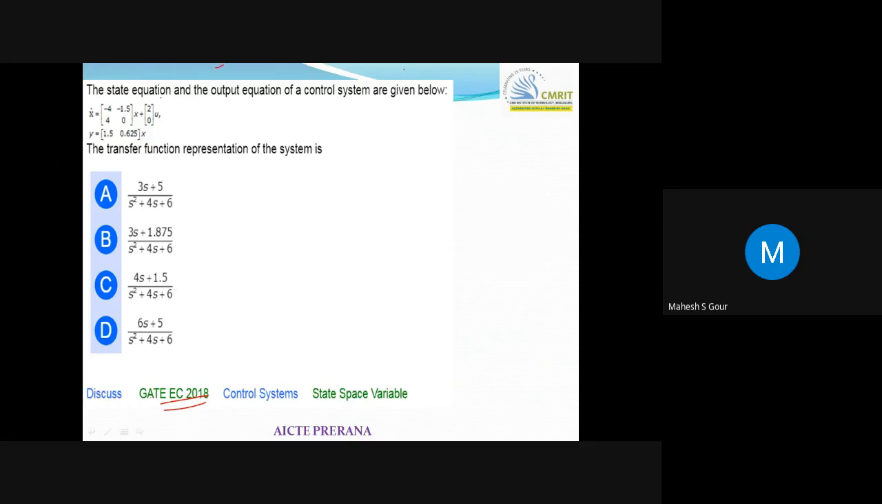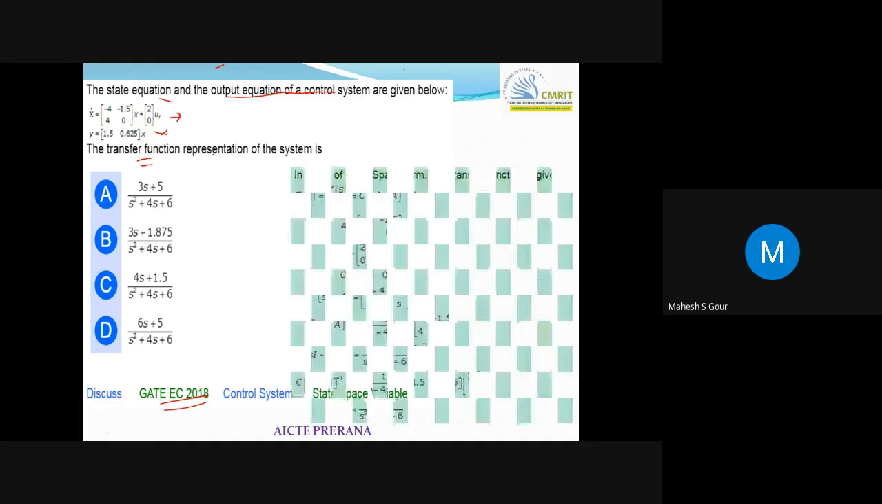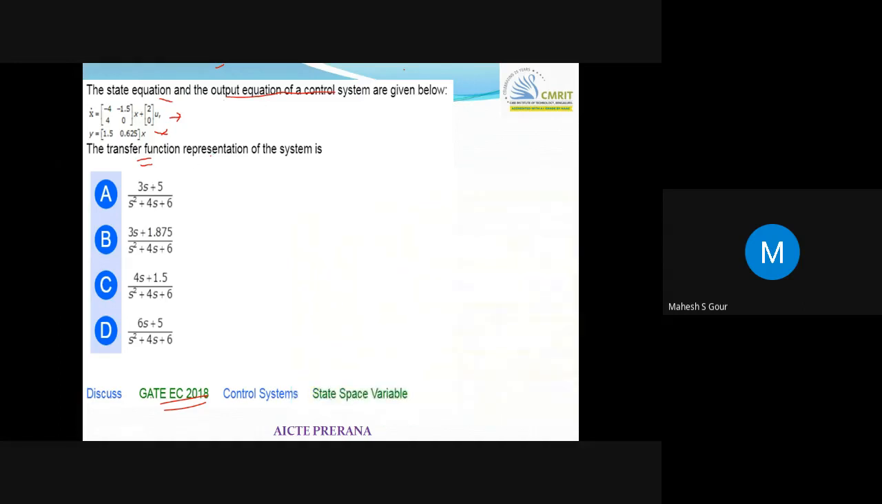The state equation and the output equation of the control system are given below. So these are the equations, this is your output, and this is your initial condition. You need to write the transfer function for the system. Your output is Y(s), the input is U(s), so you are basically solving Y(s) divided by U(s). Can anyone tell me how the approach should be?